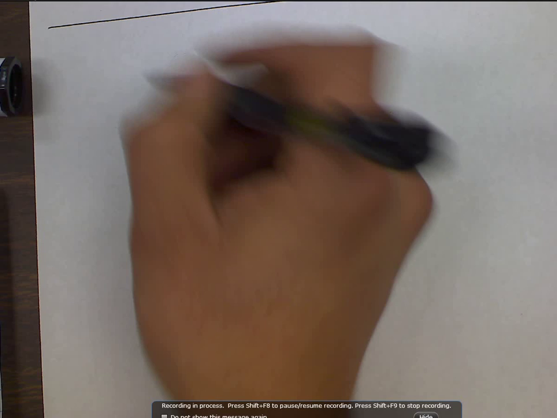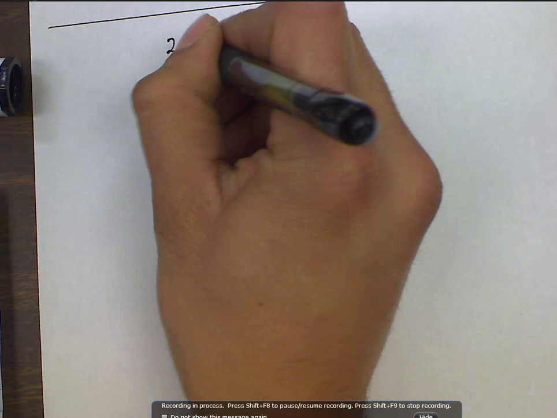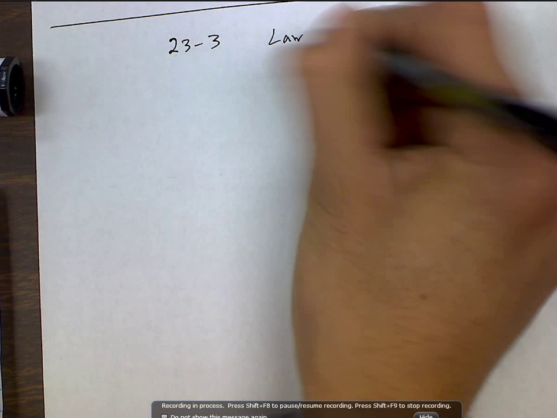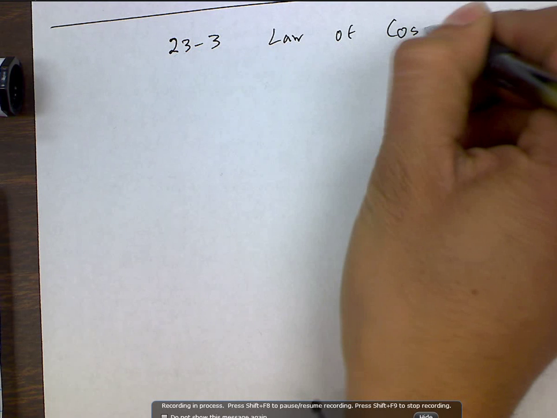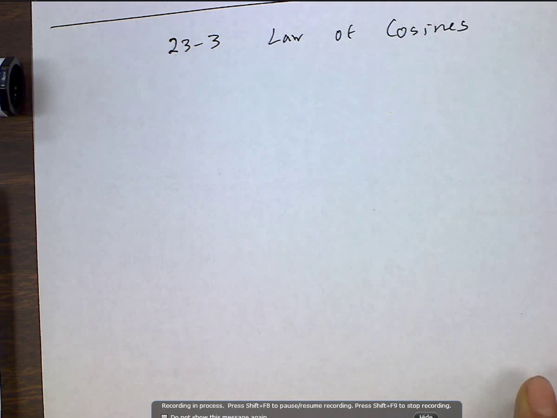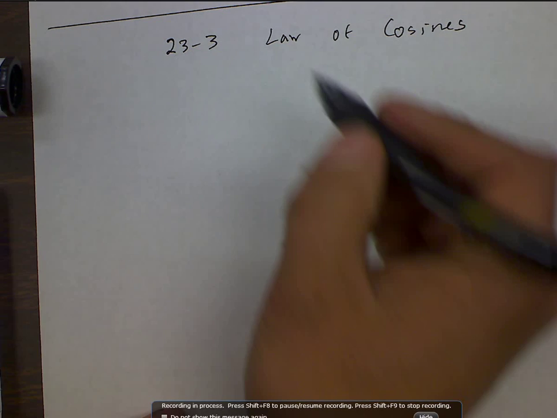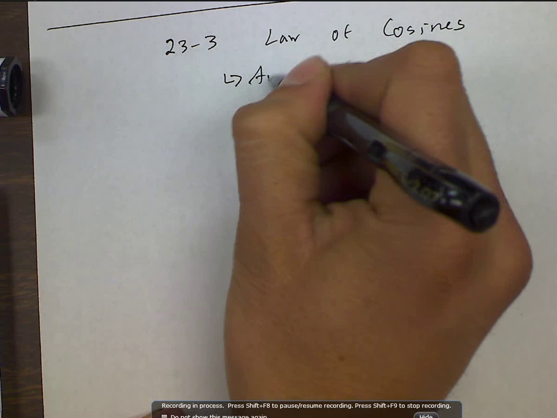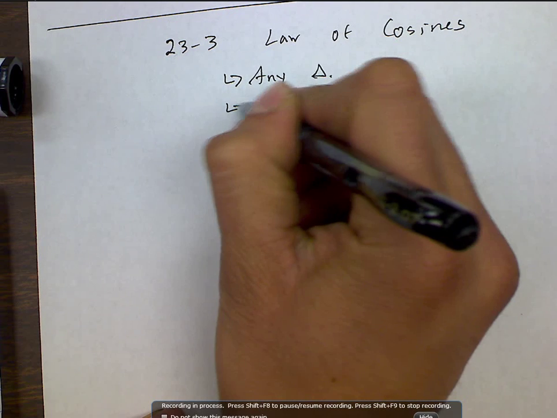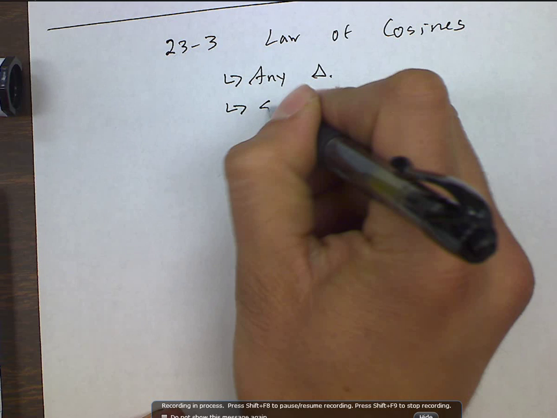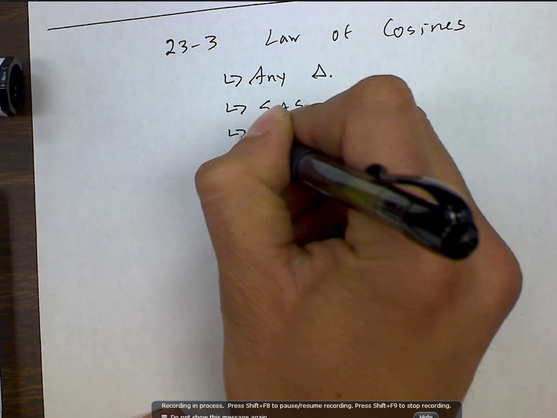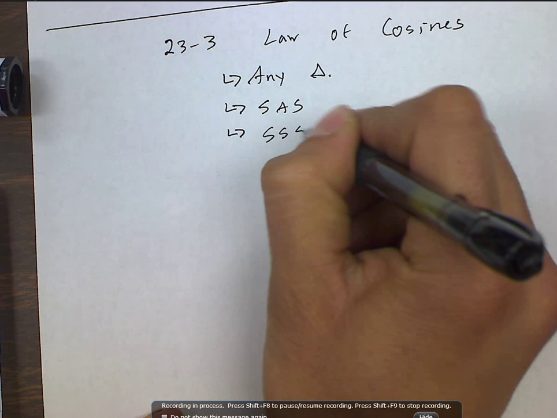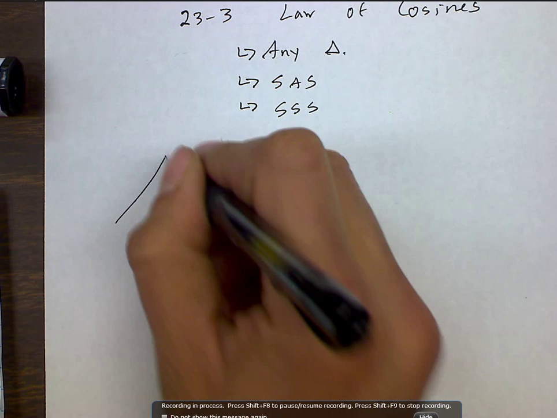So in this one, we're actually going to do 23-3, and this is the law of cosines. Similar to the law of sines, it works for any triangle, but more specifically, when you're given side angle side, and/or side side side. So here is the law of cosines.